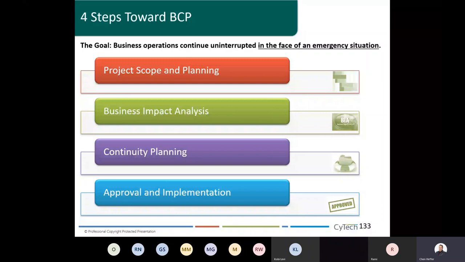How can the organization keep on making money even though an emergency happens? These are the four steps that you need to consider. First, you need to do project scope and planning, as in any project, you need to scope that and plan that ahead. And then you run the business impact analysis, which means that you ask yourself which system or technology is important for our business. And then the continuity planning itself, and then the approval and implementation again with senior management.